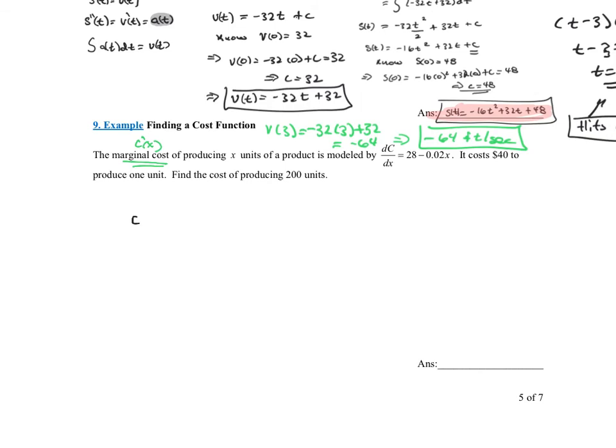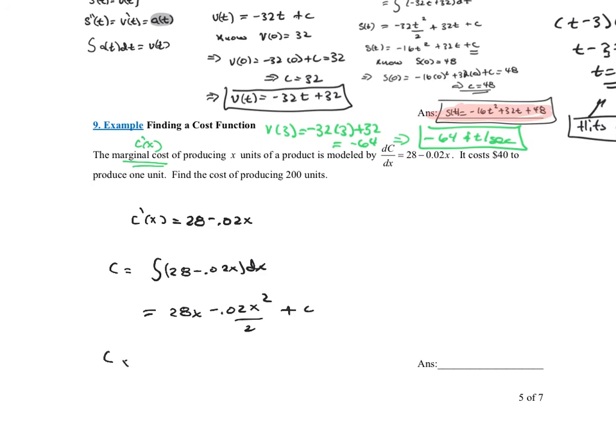So what we know is the derivative, c prime of x, is equal to 28 minus 0.02x. Okay? So if we want to find the original cost function, what are we going to do? Well, we're going to integrate the derivative. So that's the integral of 28 minus 0.02x with respect to x. The integral of 28 is 28x. The integral of negative 0.02x would be negative 0.02, but then it would be x squared divided by 2. Don't forget we have the plus c.